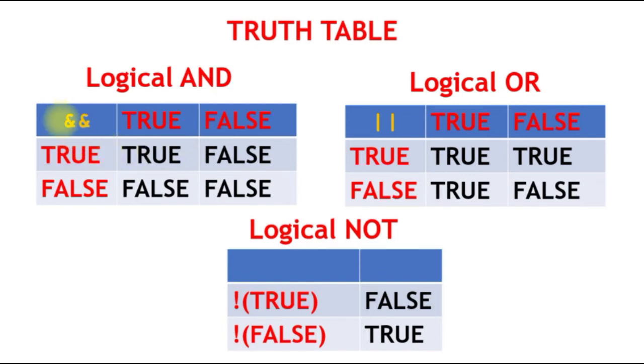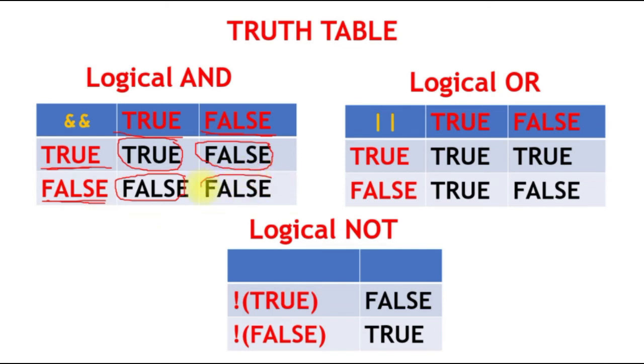So, logical AND. Okay, ganito yan. True and true, the answer is true. True and false, the answer is false. Okay? So, bakit naging false? Kasi nga, true and false, may isang false, the answer is always false. Basta merong isang false, kapag and yung ginamit, the answer is always false. Next is false and true. False and true. So, the answer is false kasi merong isang false. Next is false and false.